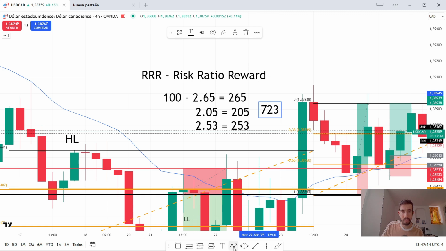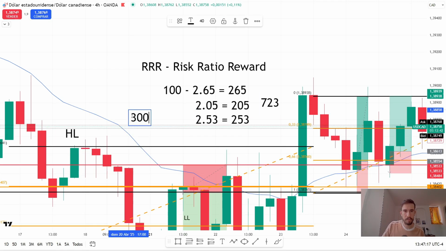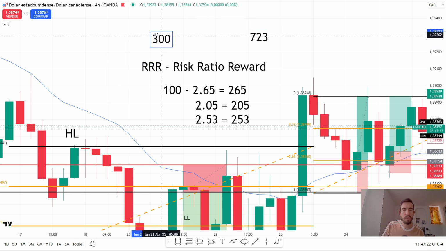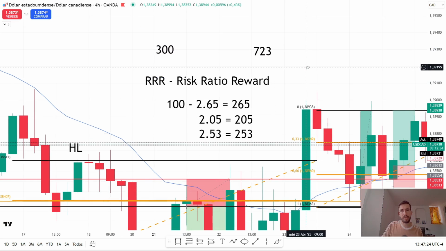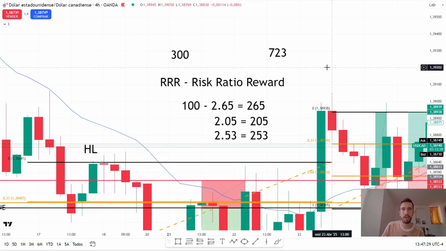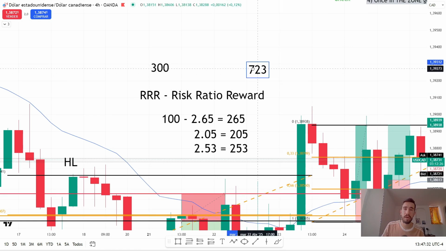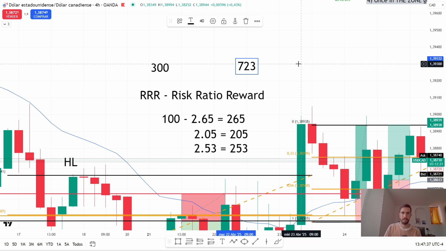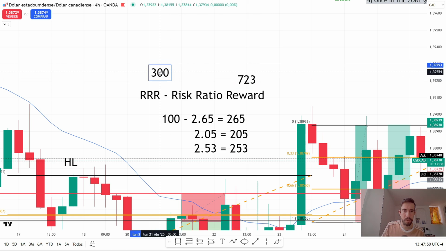And in this case, if you lose everything, is $300. That's how you want to play the game. If you lose everything, which is not impossible, of course, everything is possible, you're gonna lose $300. But if you win everything, you're gonna make $723. Okay? You want to play the game like this, always making more money if you win than if you lose, otherwise it doesn't make sense.